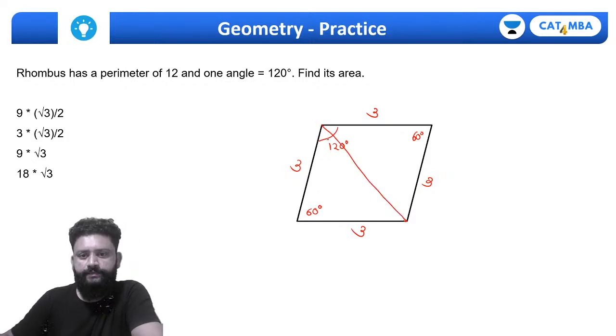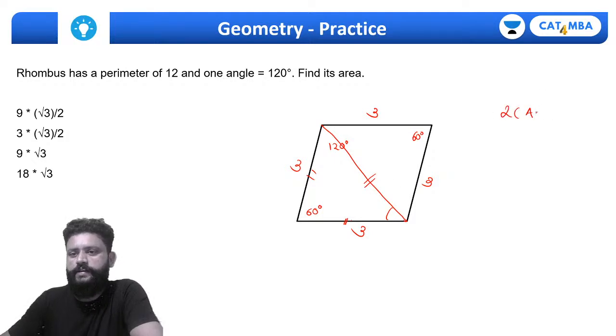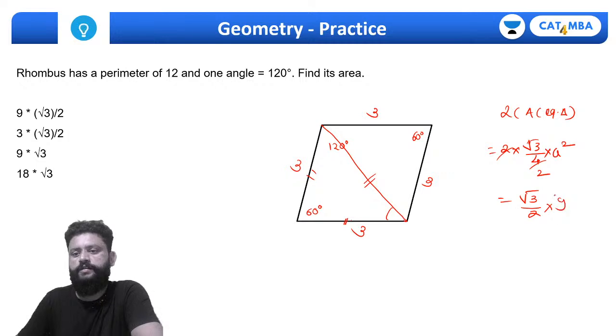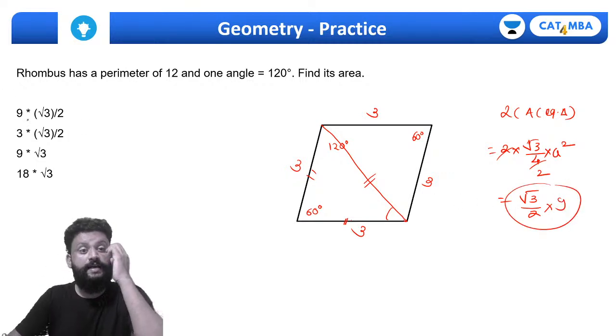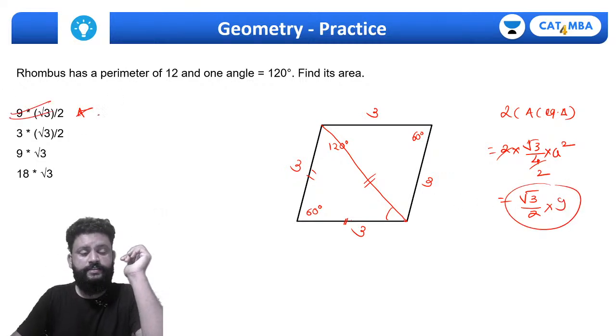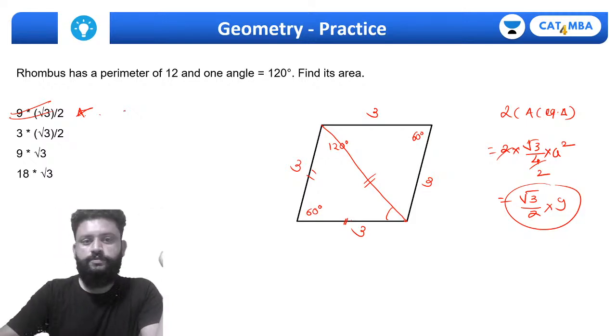Need not do anything. So this will form an equilateral triangle with sides 3, 3, 3. So twice into area of equilateral triangle, that is twice into root 3 by 4 into a square, that is root 3 by 2 into 9, 9 root 3 by 2. That's answer option A, the easiest question you can have. Let's move to the next.